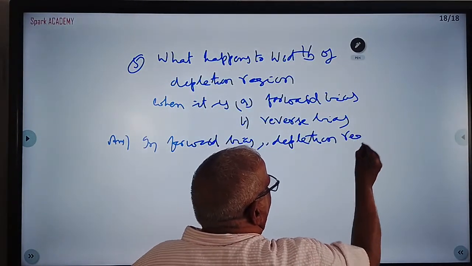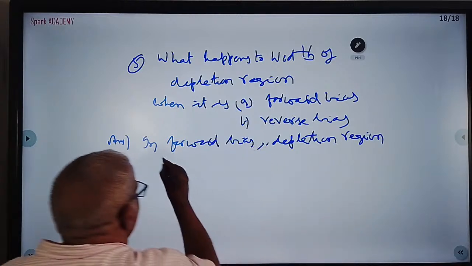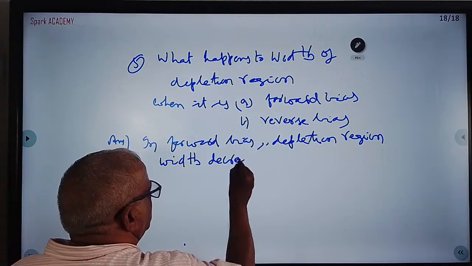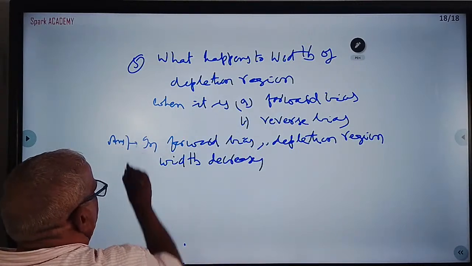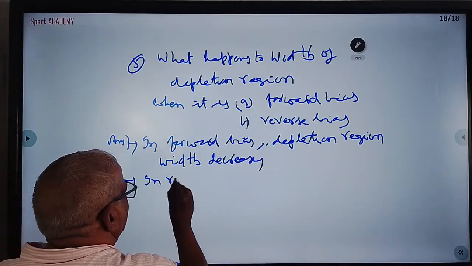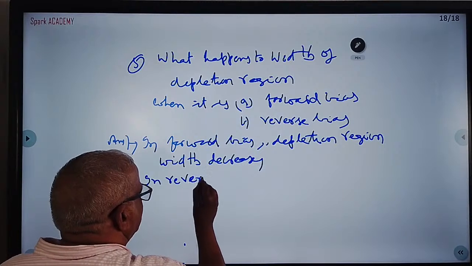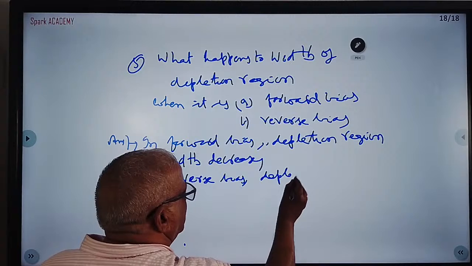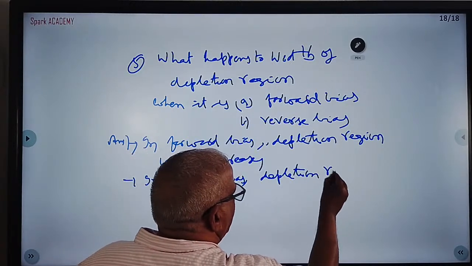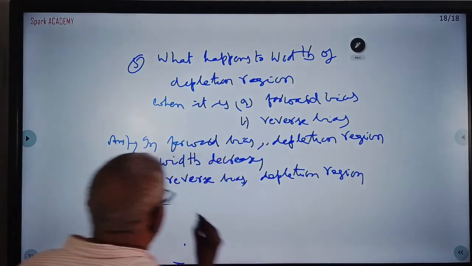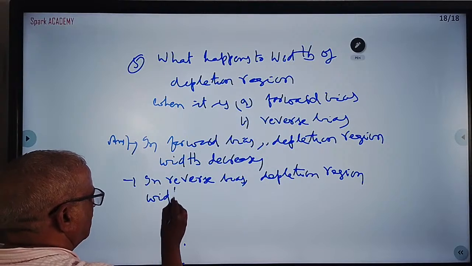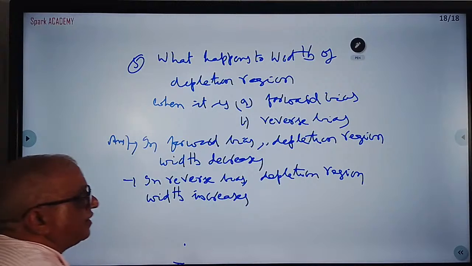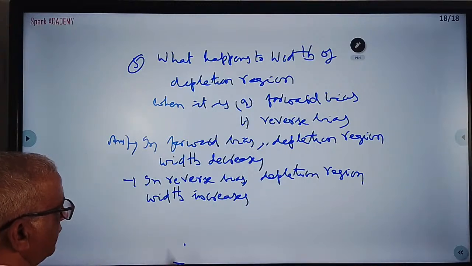Depletion region width decreases. In reverse bias, the depletion region width widens. Depletion region width increases. Reverse bias increases it; forward bias decreases it.